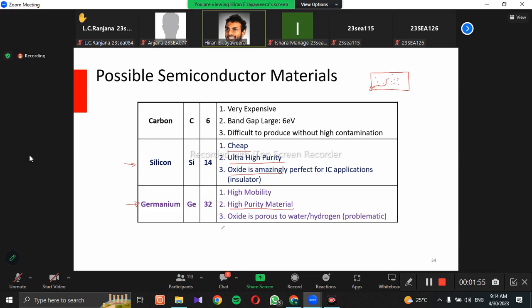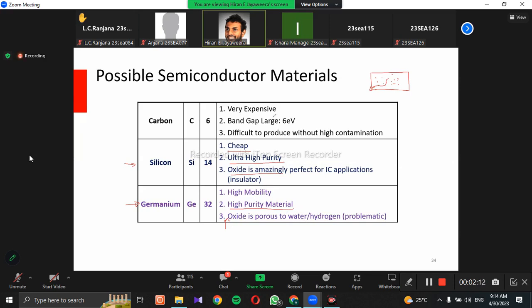And one issue that we have with germanium is that once you oxidize the germanium, it's porous to water. So water comes in, water molecules get trapped inside, and it's also porous to hydrogen. So it's kind of problematic.